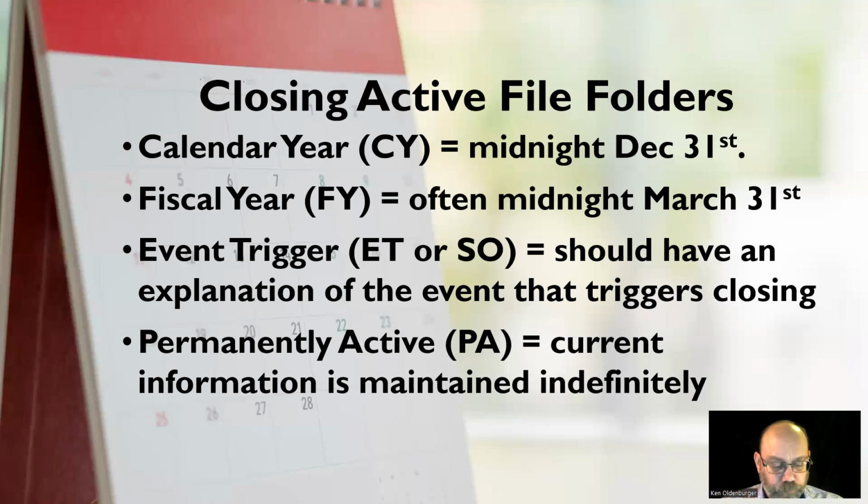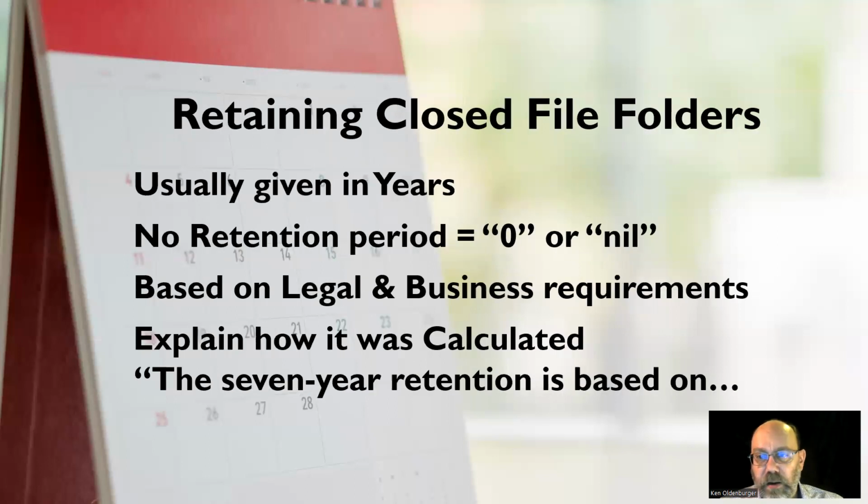All right. Let's move on to the next stage, which is retaining closed file folders. So you close the file. Now, how long are you going to keep it? So this is, again, a category in the classification system often. It's usually given in years. There are a few unusual circumstances where it might be months, or it might even be weeks for some things. If there is no retention period, this means it's a 0 or nil.